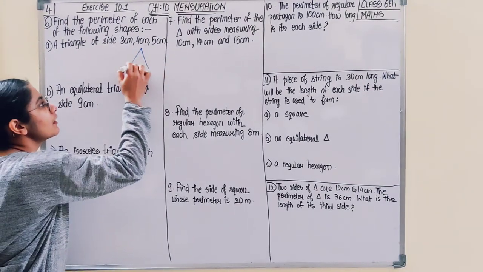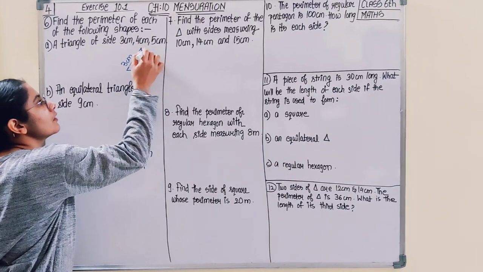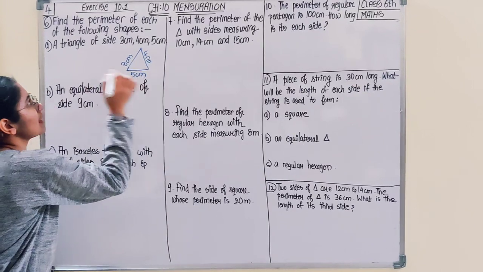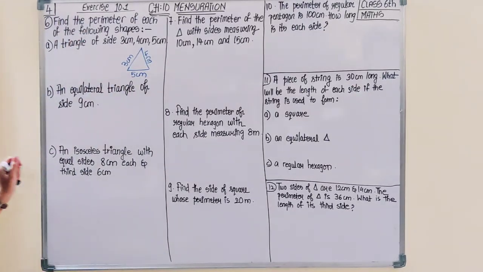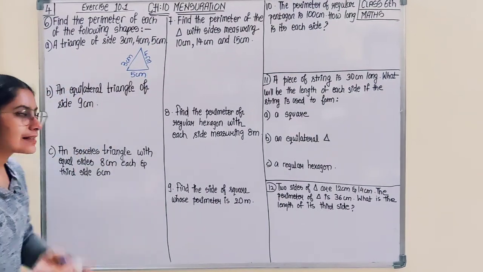Let us consider a triangle with sides 3 cm, 4 cm and 5 cm. We have to calculate the perimeter. That means we have to sum up the length of all the sides.